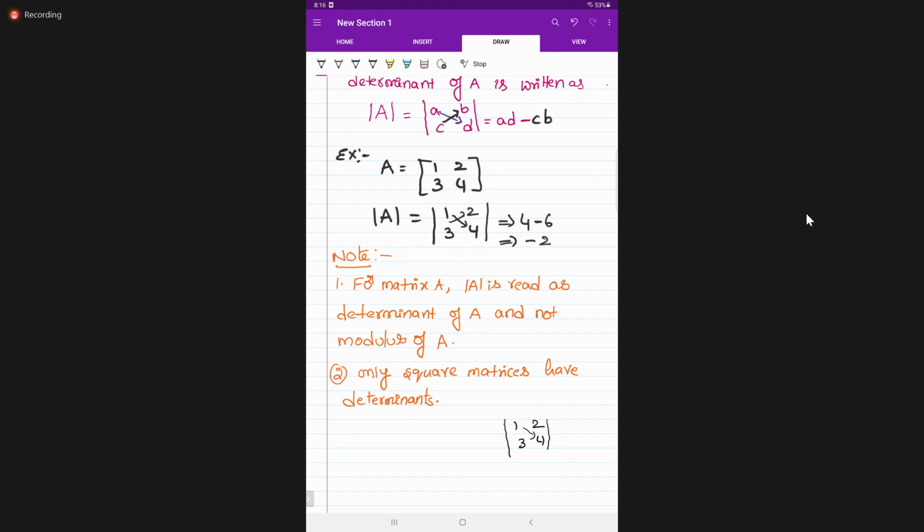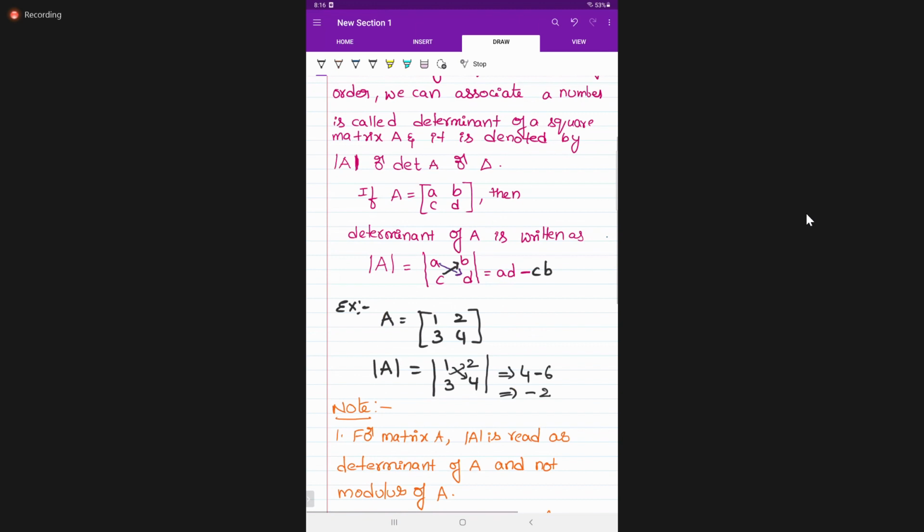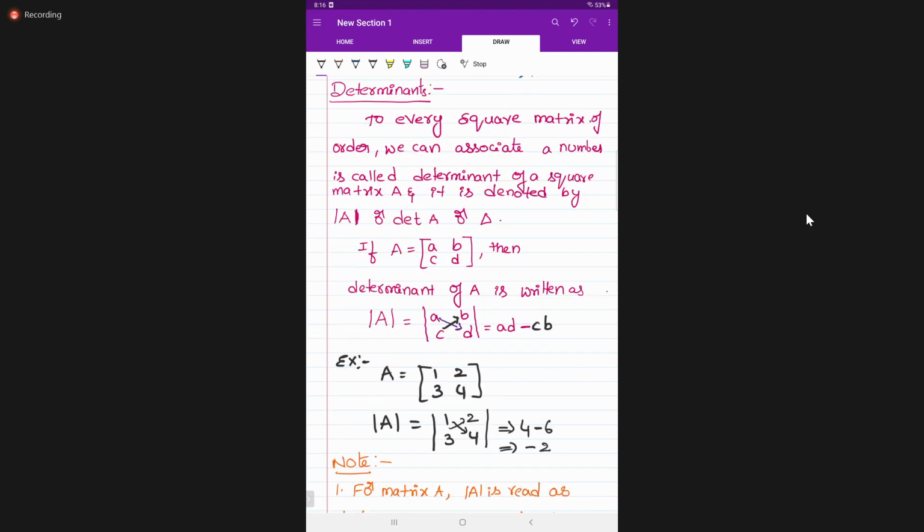Okay, students? So, to every square matrix of order n, we can associate a number, called a determinant. So it should be like 2 cross 2 or 3 cross 3. Only square matrices have determinants. Okay. Complete the first one.